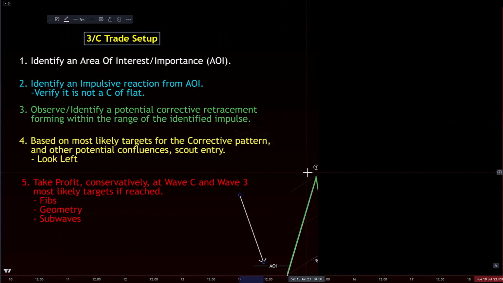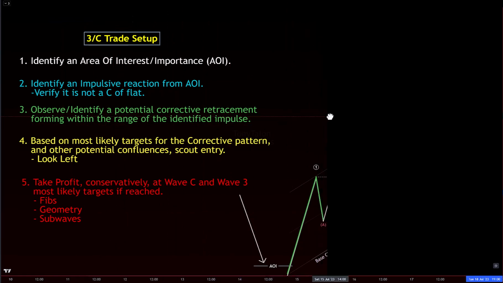Since we have a completed impulse, let's say we have some nice subdivision in there. We're pretty confident that the wave up is done. We're going to start watching for an internal retracement. So we're going to observe, identify a potential corrective retracement forming within the range of the identified impulse. And I'm going to move this to the right.